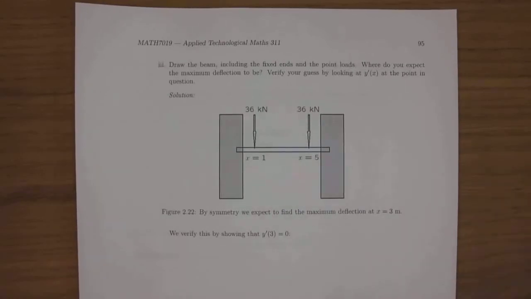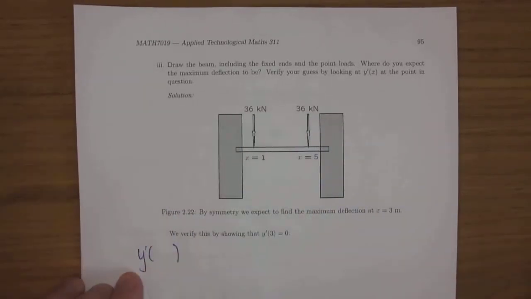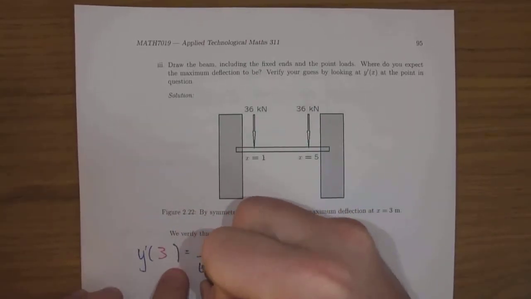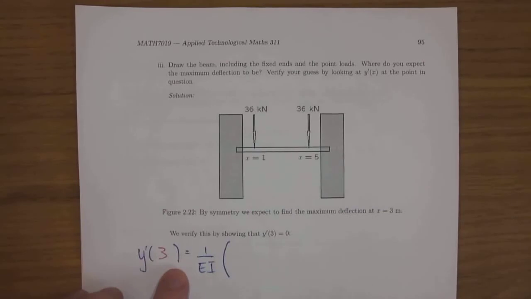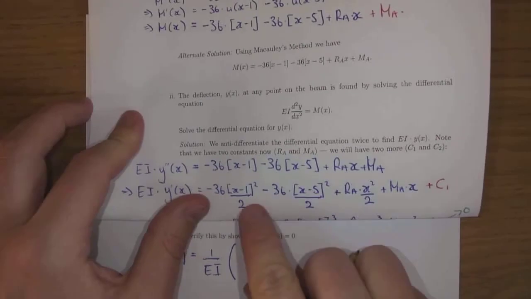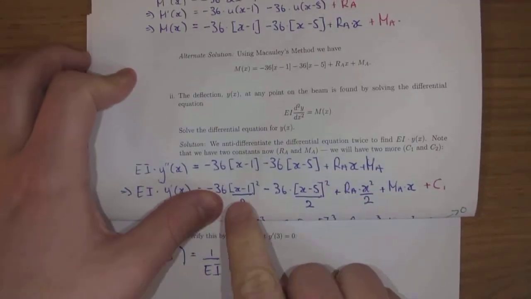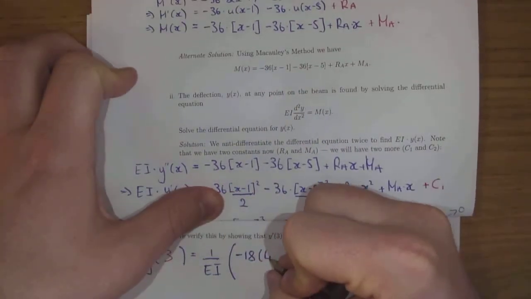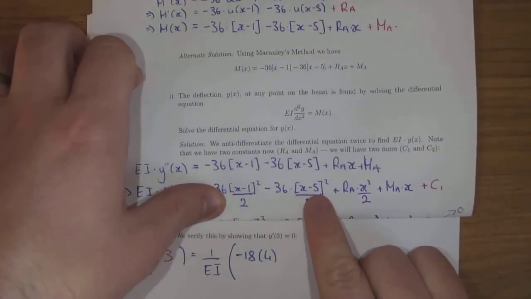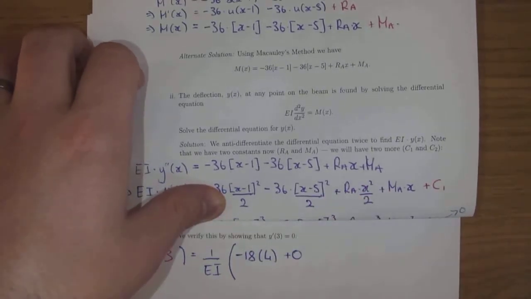And now I'm going to try and finish this, but it mightn't be on the video. But anyway, y dashed of 3. I have to go really fast here. So I'm putting in x equal to 3 into this. So this is minus 36 over 2 is minus 18. 3 minus 1 is 2 squared is 4. Now this is 3 minus 5. That's the square bracket of a negative. That's 0.